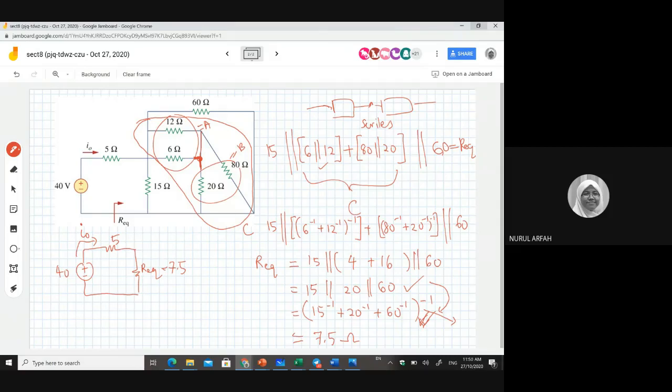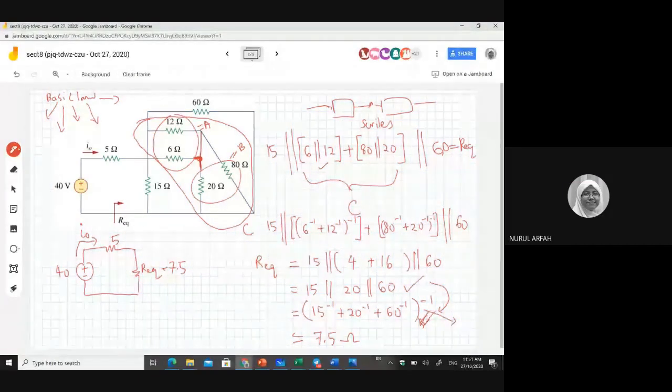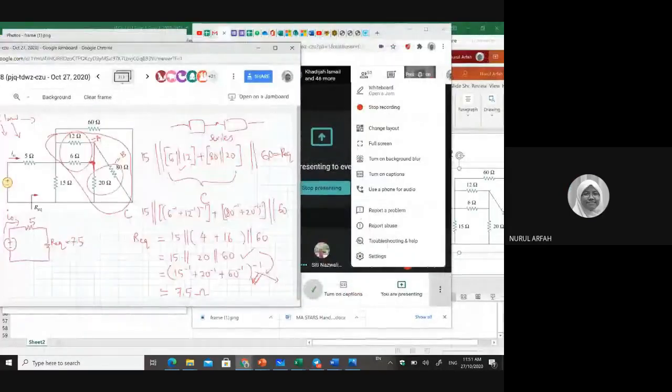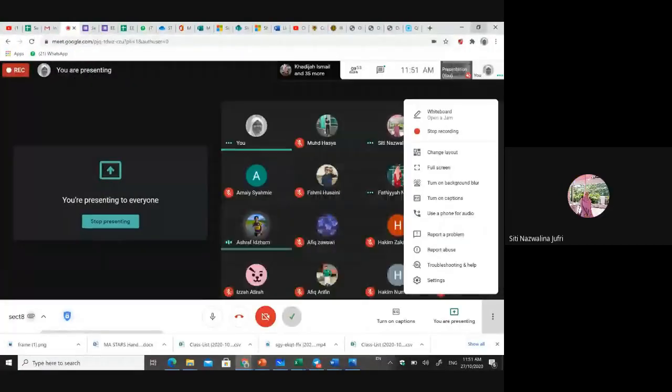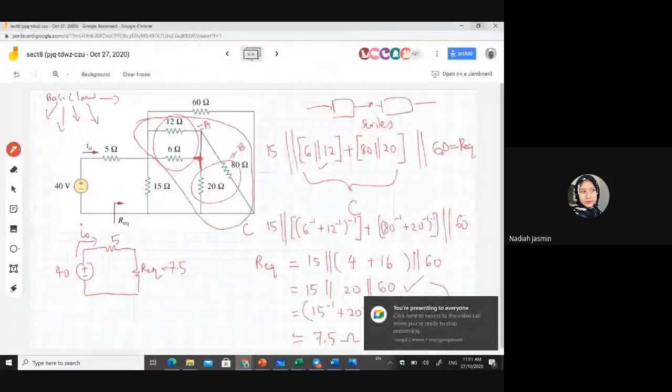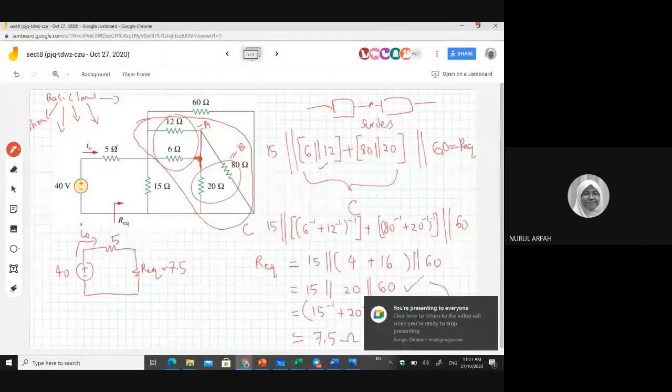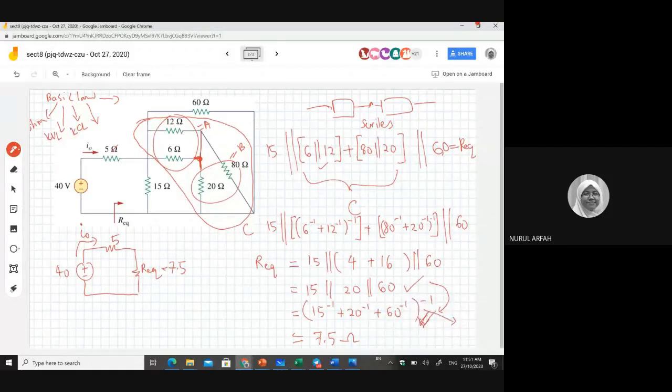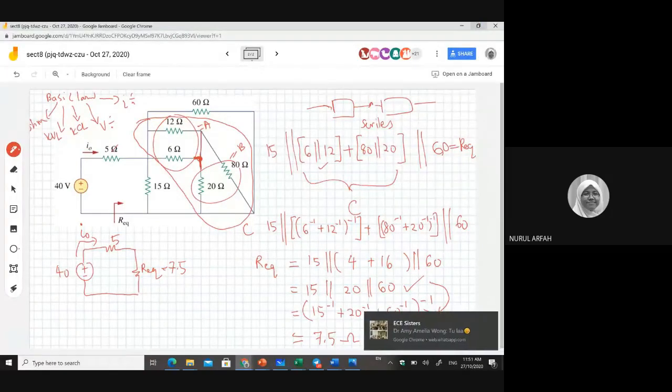Up until now, you have learned the basic laws, right? What are they? The five basic laws. Ohm's law, KVL, KCL, voltage divider, current divider. Okay, good. All right, now, can we apply KVL here?